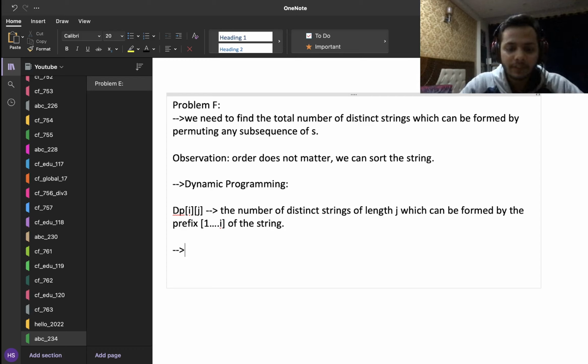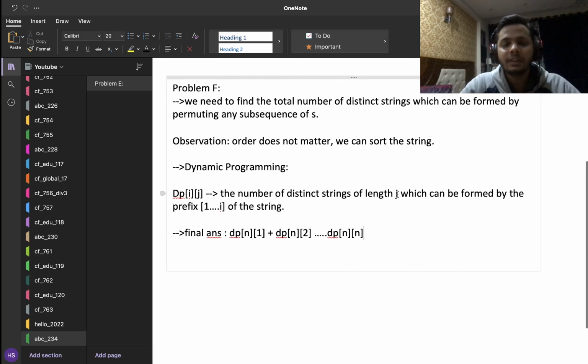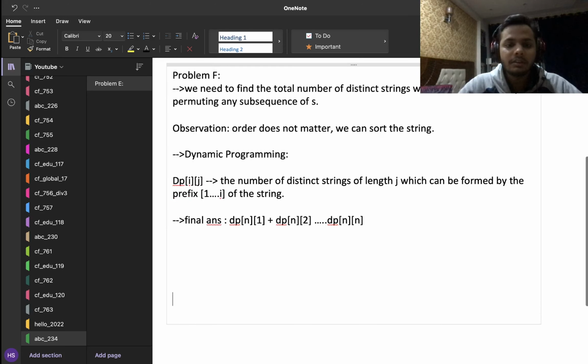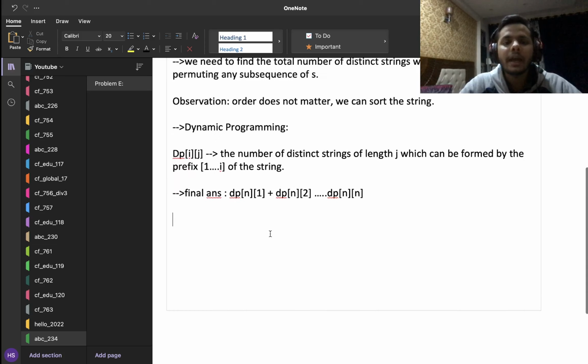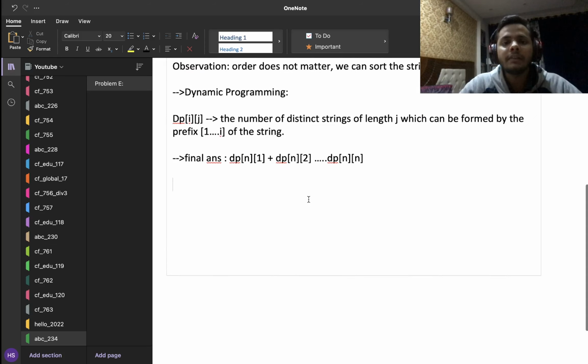And so it's not very hard to see that the final answer is going to be the sum of dp n1 plus dp n2 up till dp nn, right? So I need to find the total number of strings which can be of length 1, 2, 3 or up to n. And so the final answer is just going to be dp n1 plus dp n2 up till dp nn. So yeah, this is the final answer, but the tricky part is to actually look at how we are making transitions, or whether it is possible to make transitions or not. And for that, again, we need to make a few very crucial observations.